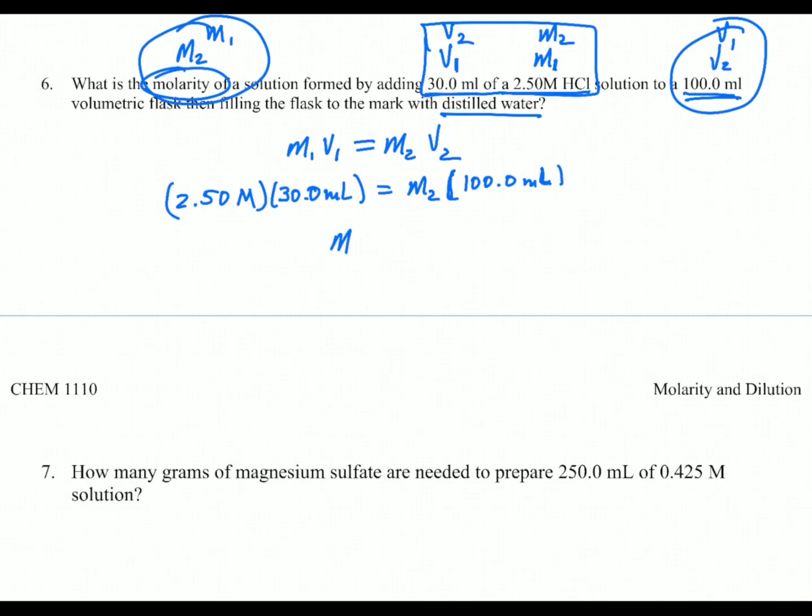So once you do the math, the milliliters will cancel. You're going to be left with units of molarity. We called that M2. When you plug and chug, you're going to get 0.75. But if you watch your sig figs, you need 3 sig figs because of the 30, so it's 0.750 capital M molar, and the solute in question was HCl.